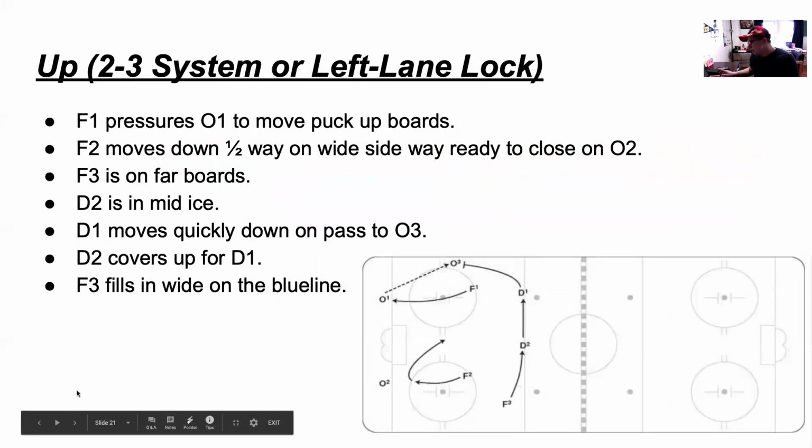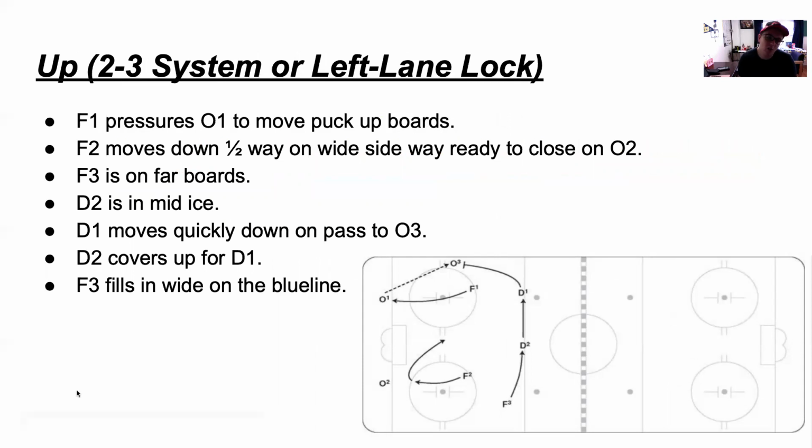And then we have the up. So F1 pressures O1 to move the puck up the boards. F2 moves down halfway on the wide side, ready to close on an O2. F3 is at the far boards. D2 is in mid-ice. D1 moves quickly down on the pass to O3. D2 covers up for D1, and F3 fills in wide on the blue line.